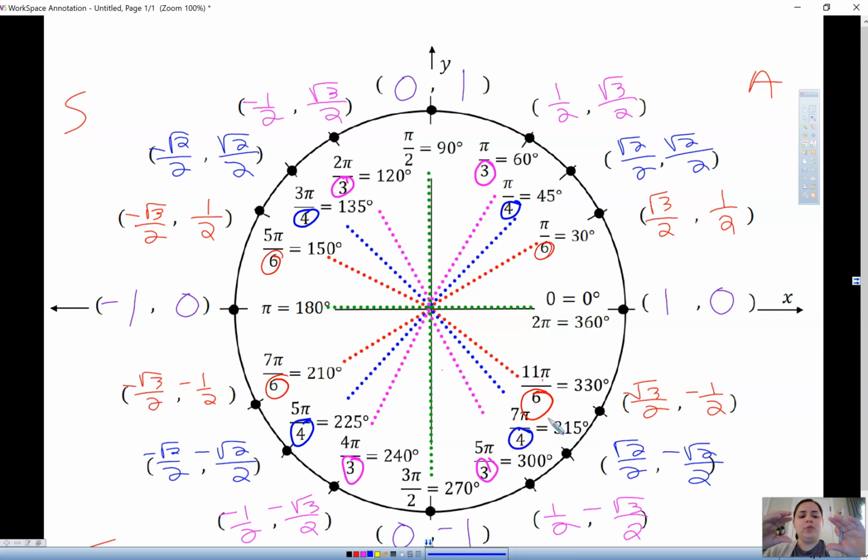Just remember that the ones next to the x's are your pi over 6's, the ones next to the y's are your pi over 3's, and the middle ones are your pi over 4's, okay?